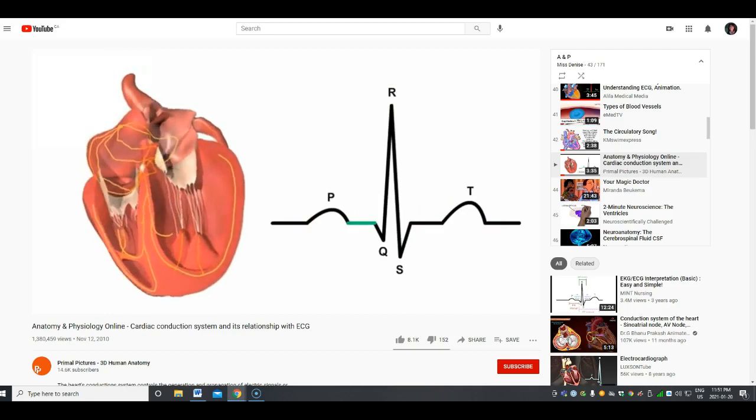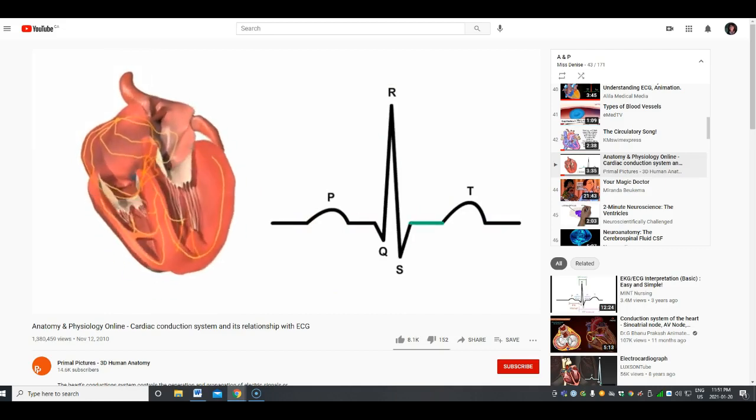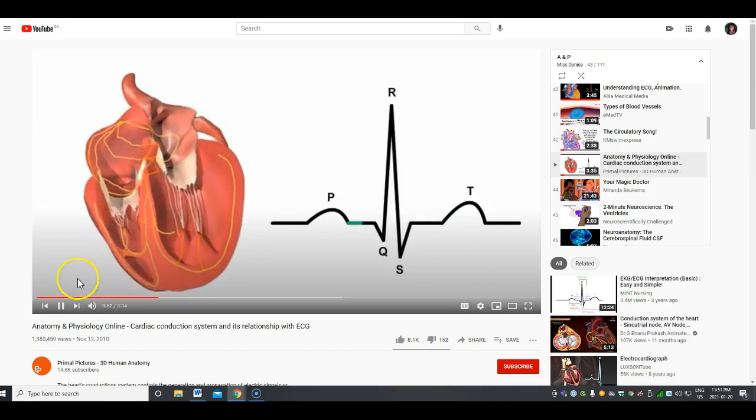Let's look at what happens during a single beat of the heart and how these events are depicted on an ECG.